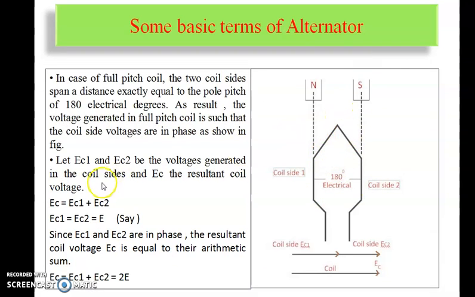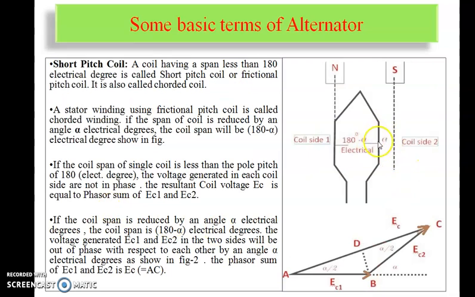Because of this end connection, I am taking EC equals EC1 plus EC2, which is nothing but an arithmetic sum. But because of this alpha degree, which we call the chording angle, we are not taking it directly as an arithmetic sum. So for the addition of these two voltages, we require the phasor addition of these voltages.